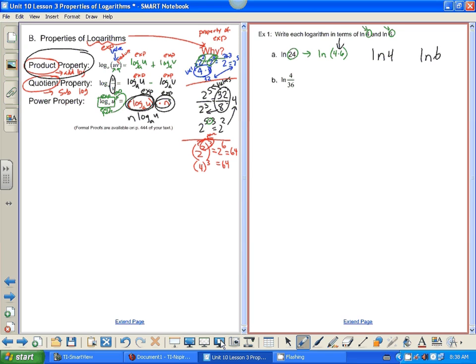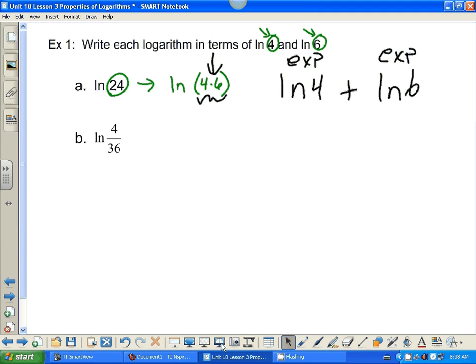But what I have here is a product. And remember, natural log of 4 represents an exponent. Natural log of 6 represents an exponent. Don't ever forget what you're writing and what it means. Well, when I take a product, just like when I take 2 squared times 2 to the third, you add the exponents. So my final answer here is the natural log of 4 plus the natural log of 6. That's how I can write the natural log of 24 in terms of those pieces.